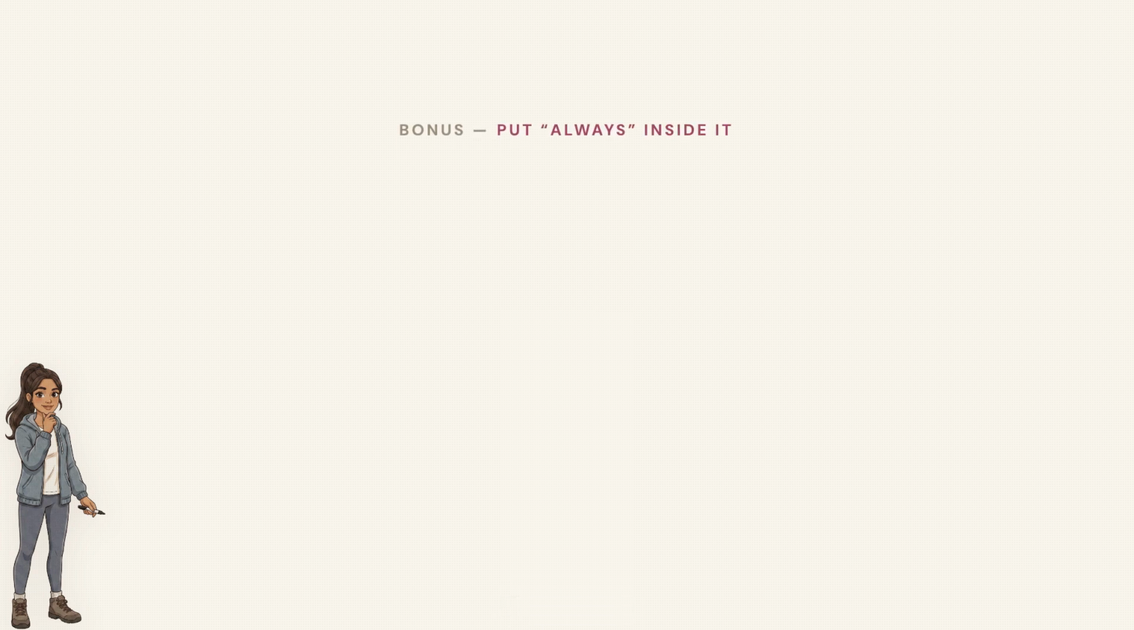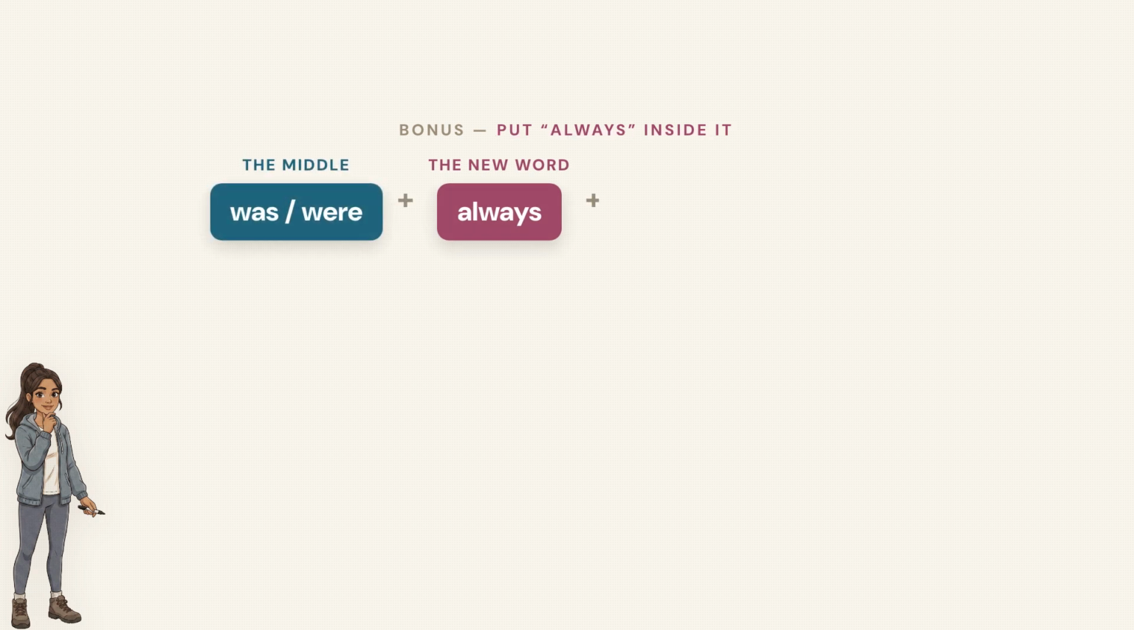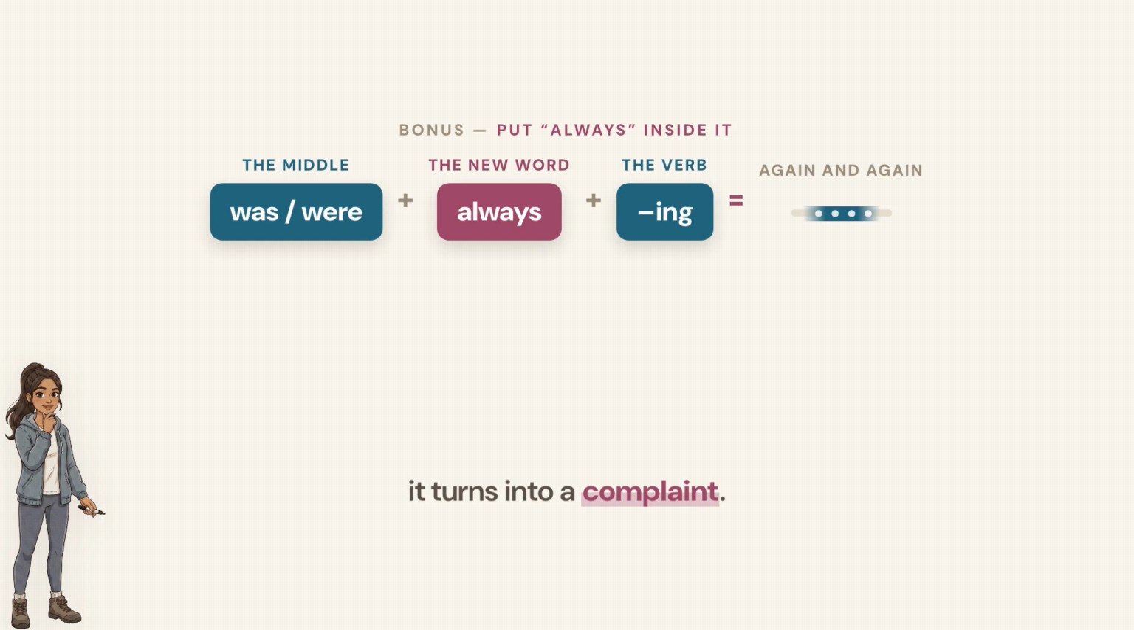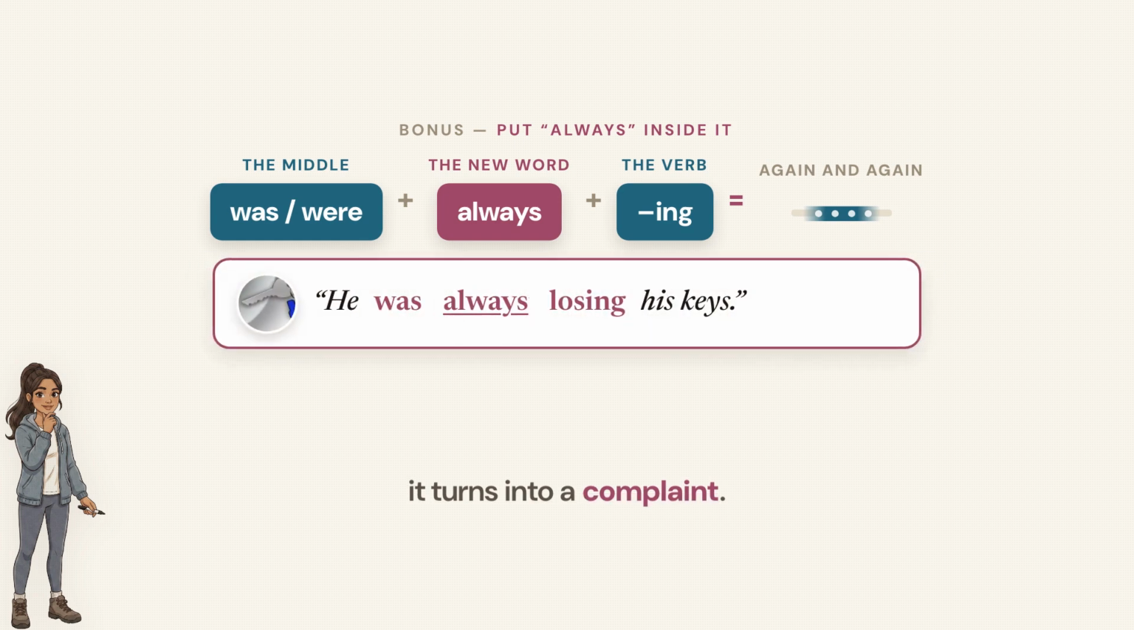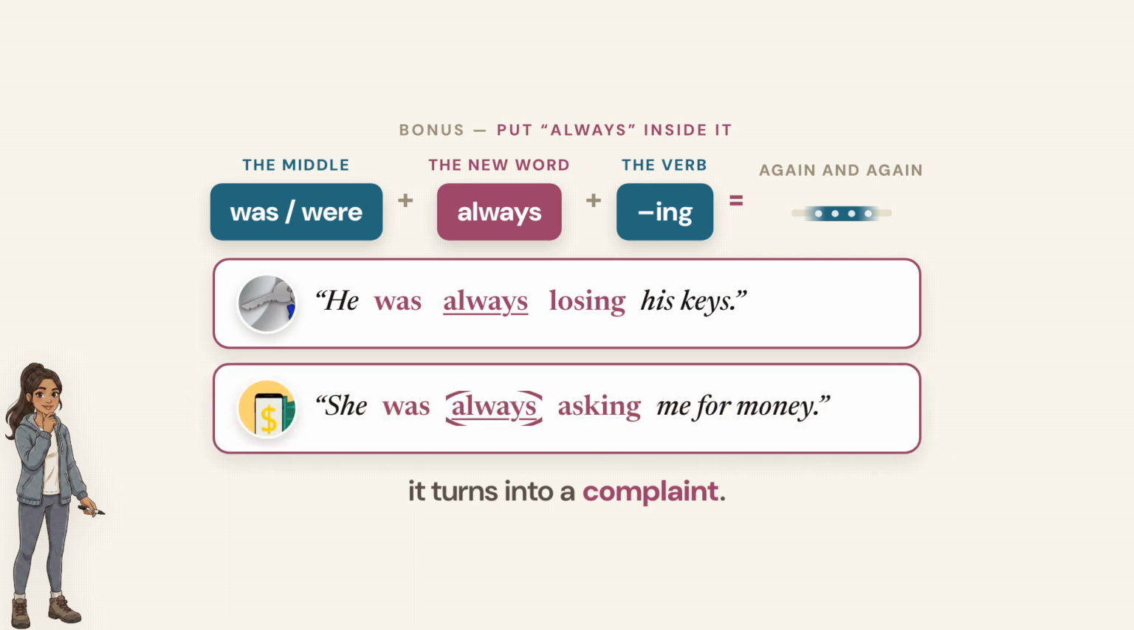One bonus before we finish. This one will make you sound really natural. Put the word always inside was plus ing, and it turns into a complaint. He was always losing his keys. She was always asking me for money. It doesn't mean every single time. It means it happened a lot and it annoyed you.